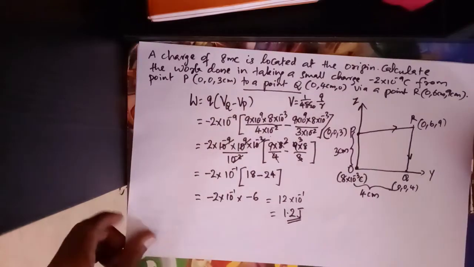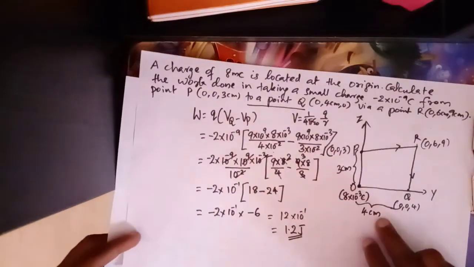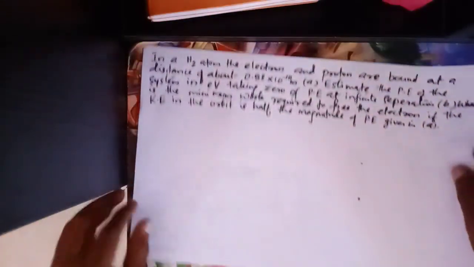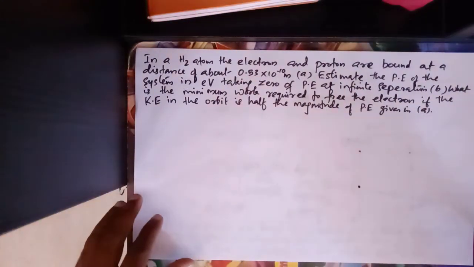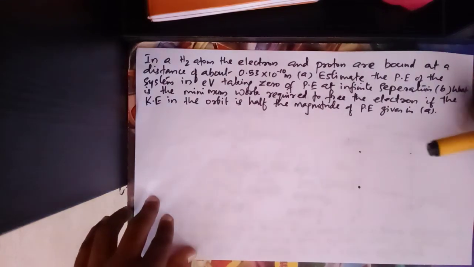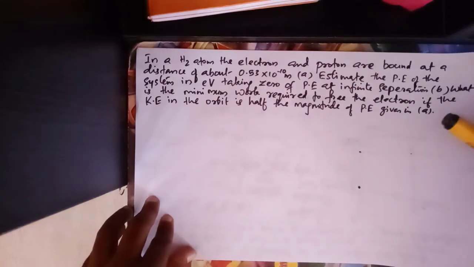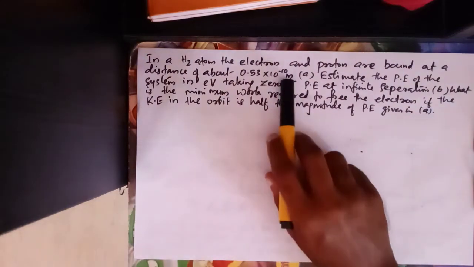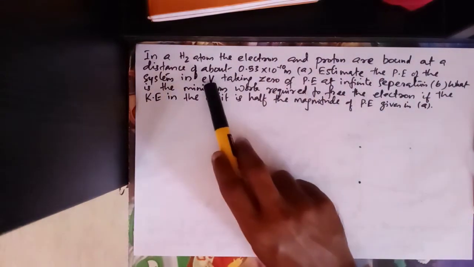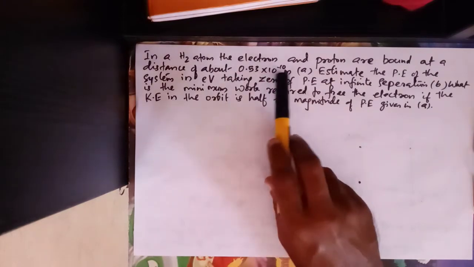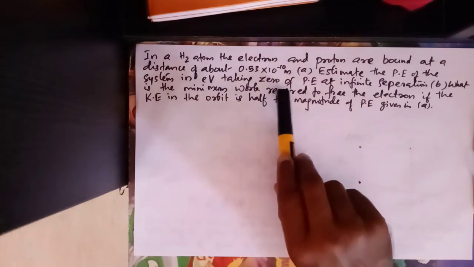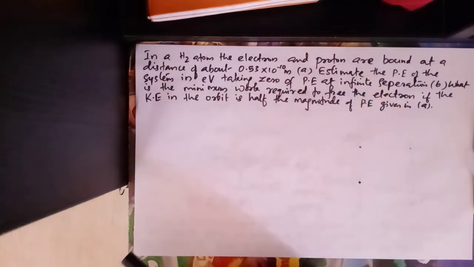Now we have another problem. The next problem we have is. So we have the problem. In a hydrogen atom, I'll read the question. In a hydrogen atom, the electron and proton are bound at a distance of about 0.53 into 10 raised to minus 10 meter. Estimate the potential energy of the system in eV, taking zero of potential energy at infinite separation. That's the first question. Okay, we will find that one.